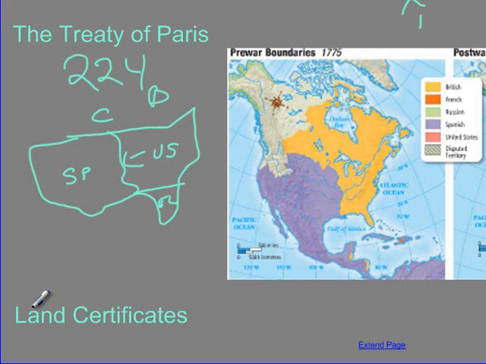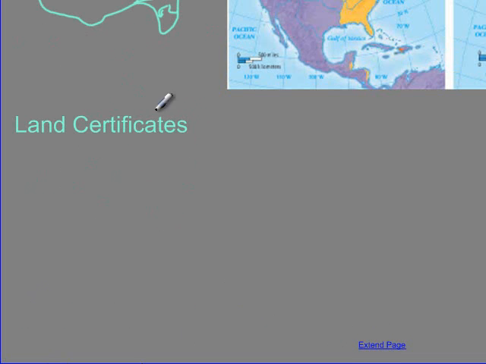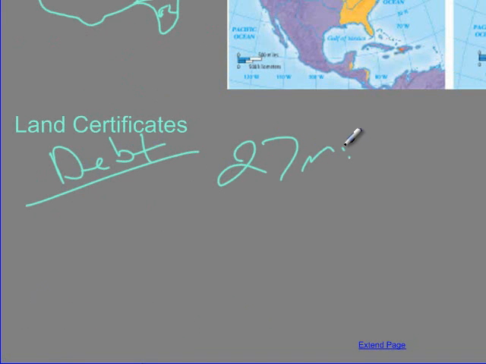We now get out of the war. We are a new nation. But the problem is we're in debt. We are about $27 million in debt, which is a lot of money. And it's about $730 million in today's money. And we just don't have any money to pay anybody. Don't have any money to pay the soldiers. Don't have any money to pay off our debt to other countries.